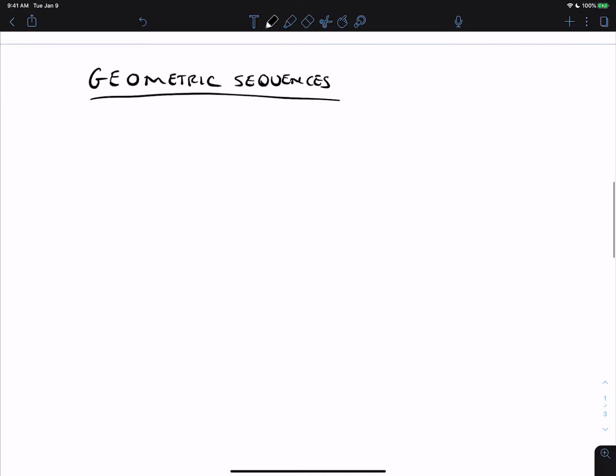So let's say I have the sequence 2, 8, 32, 128, and so on. So to go from the first term to the second term, we multiply by 4, and then from 8 to 32 is times 4, and from 32 to 128 is times 4. So here we're multiplying by 4 every time. This is what is called a geometric sequence. So arithmetic is when you add the same thing. Geometric is when you multiply by the same thing.